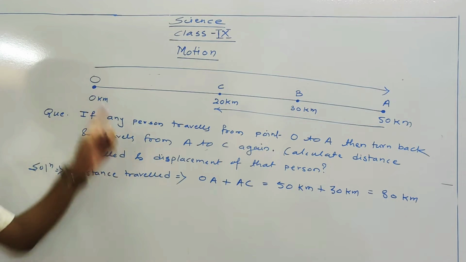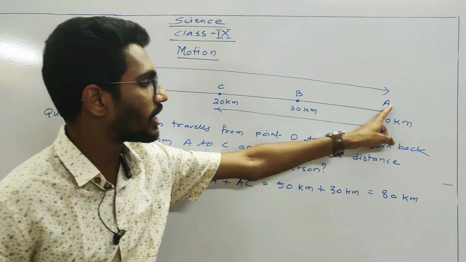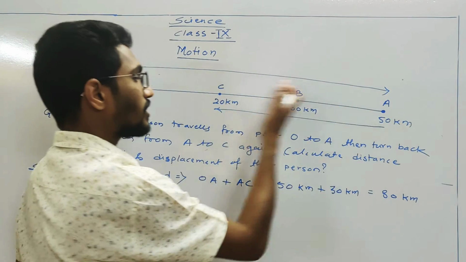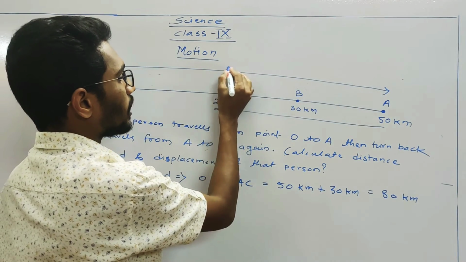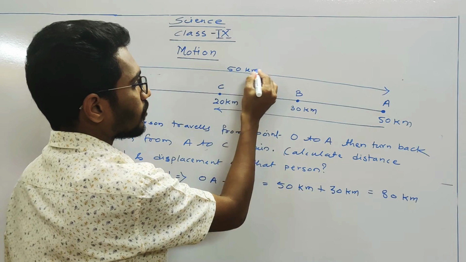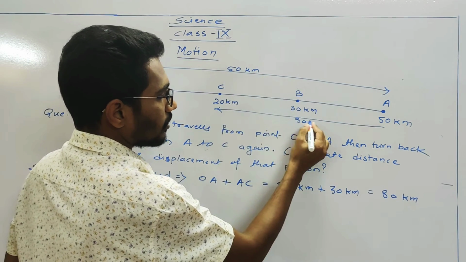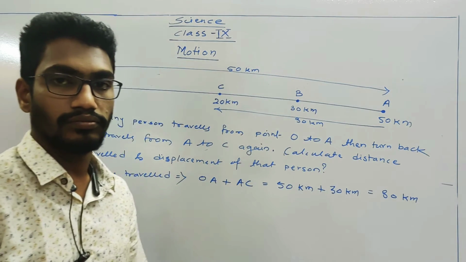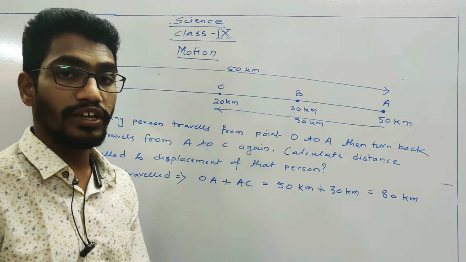यस और नो? पहले वो O से A गया 50, फिर A से C आया, A से C कितना आया, वो पहले गया 50, फिर इधर कितना आया 30. So total distance traveled is 80 kilometer.